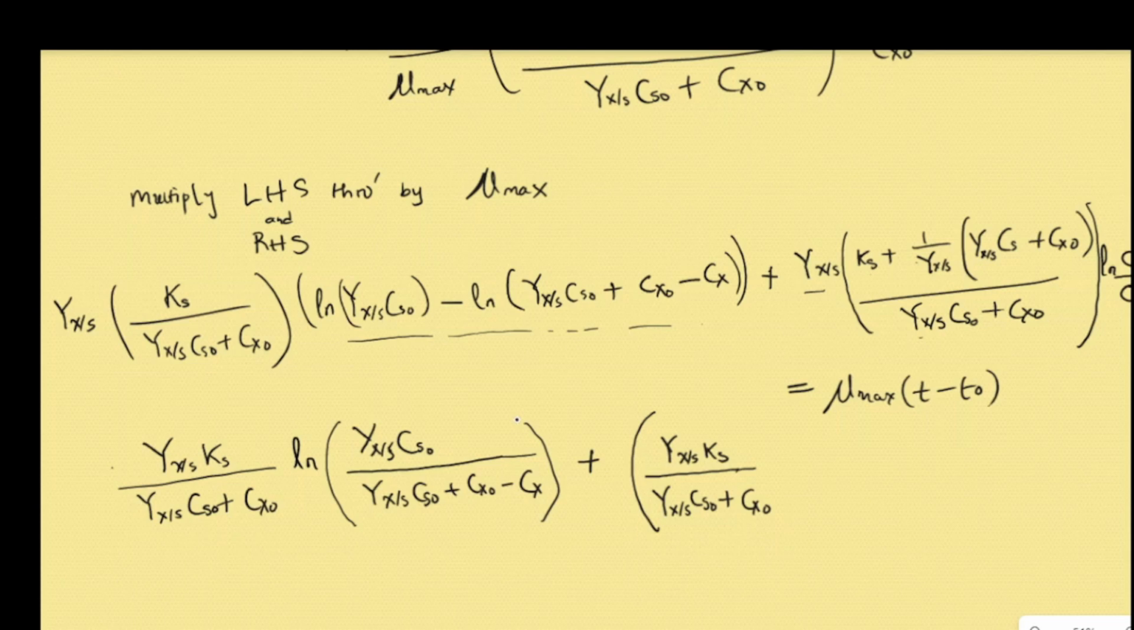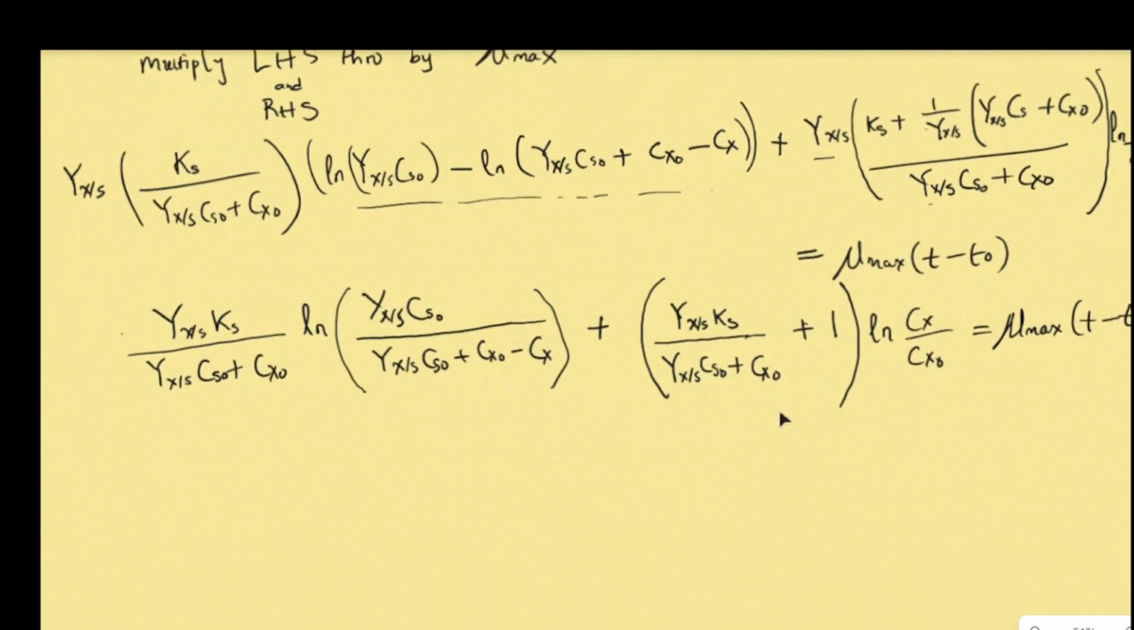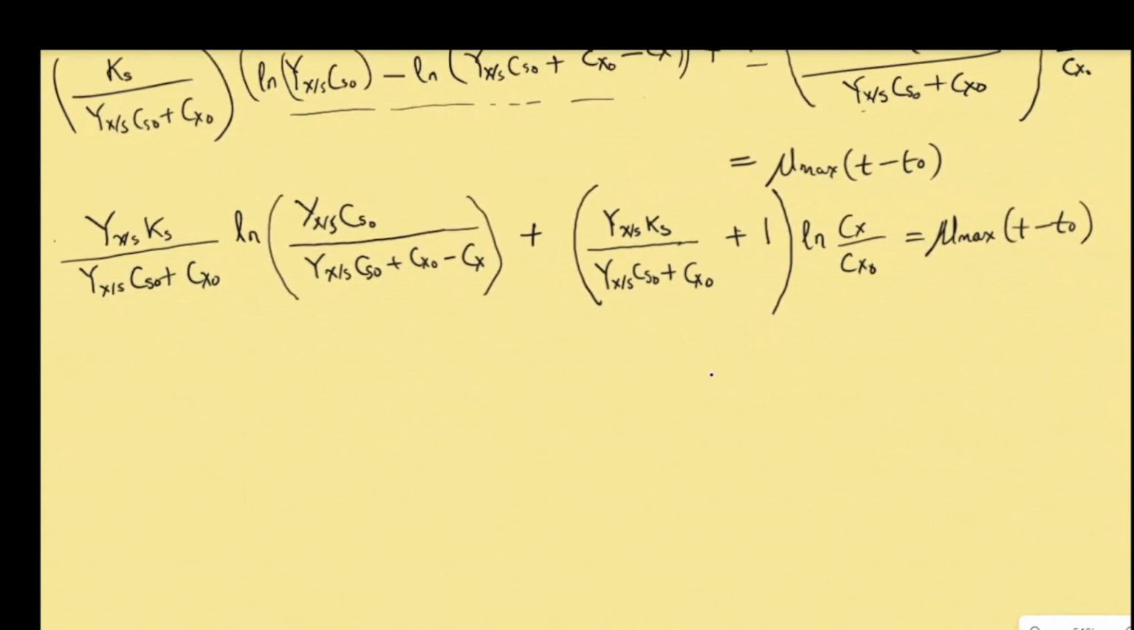Then YX/S multiplied by its reciprocal is going to give me what, 1, right? So plus 1, then this divided by this is going to cancel out because they are similar. So the whole of this bracket reduces to this term. So you now have your ln CX over CX0, and this is equal to mu max into t minus t0. Is that okay?